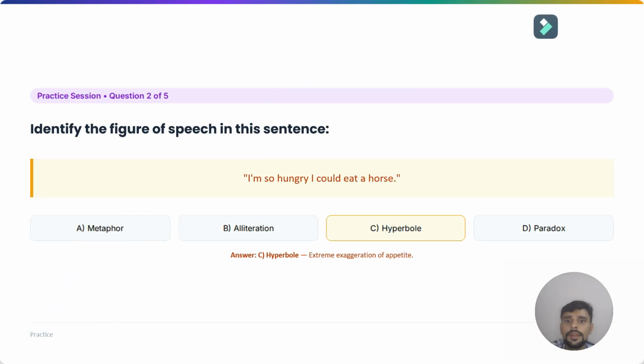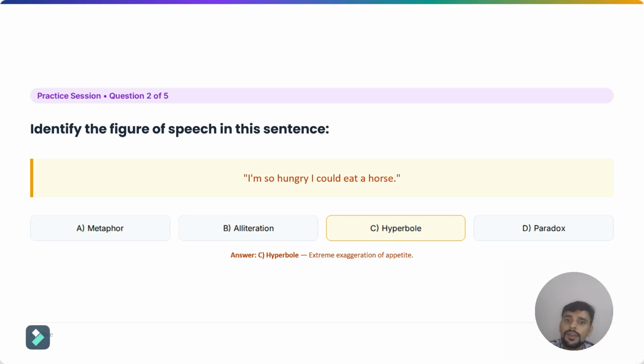Now let's try another. "I am so hungry I could eat a horse." Could the speaker literally eat an entire horse? For most people, no. The statement is intentionally extreme. Therefore, this is hyperbole. The speaker isn't attempting to deceive us, they are communicating, "I am extremely hungry." This is an important characteristic of hyperbole. The exaggeration is obvious from context.